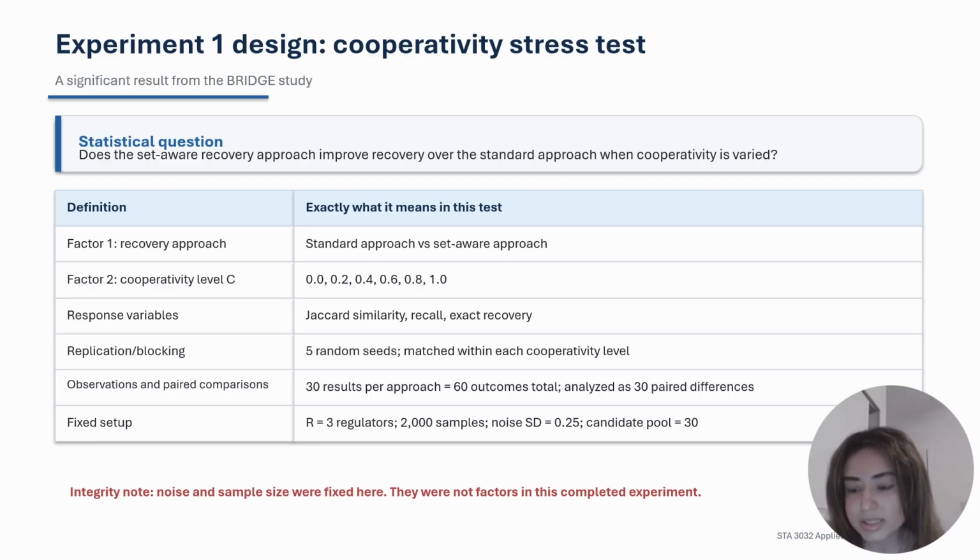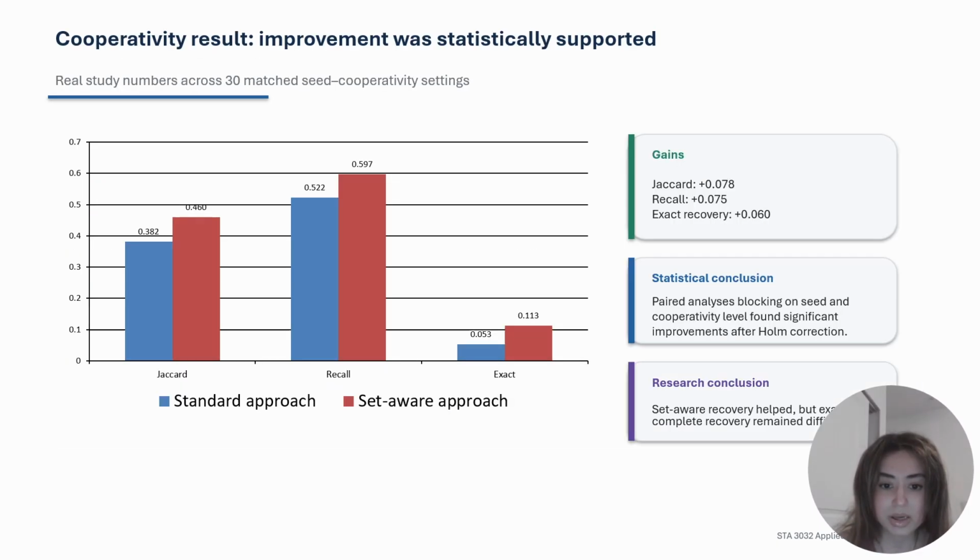Several settings were fixed in this experiment. For example, the size of the regulator set was set to 3, the number of cells, basically the samples, was 2000, and the noise was 0.25. These are controlled settings, and these are not factors in this particular example. So let's see what we observed from this experiment, now that we explained the factors and the outcomes, and we understand the language that is taught in the course. So now we could have some insight here.